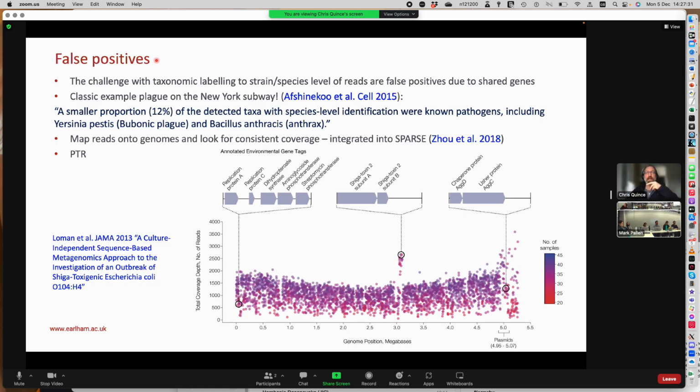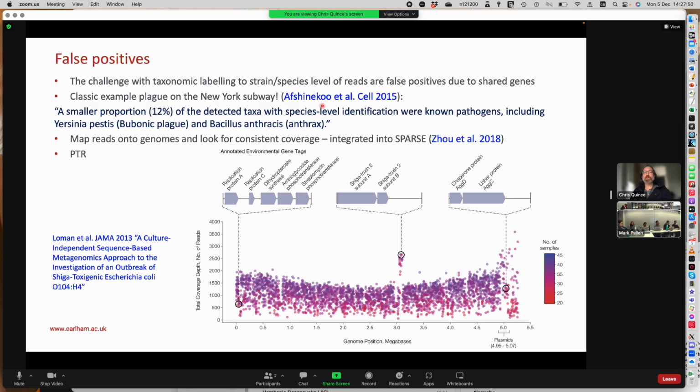Okay. So a classic example of this is this New York subway paper from 2015, where they claimed to find plague. And that was based on the output of MetaPhlAn, in fact. But that was before MetaPhlAn did a database update where they removed prophages.